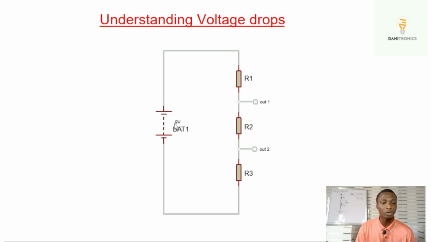But one thing you just have to know is that whenever current flows through a resistor, there will be a voltage drop due to the opposition to the flow of that current. And so if 9 volts comes here, you may get 6 volts, 3 volts, depending on the value. I think that is clear.